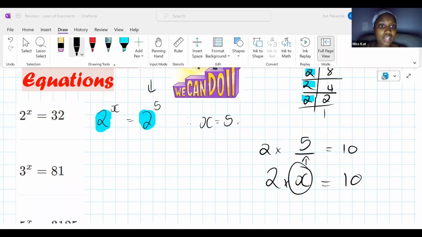Yes. So guys, it's the same with exponential equations. If I say 2 to the power of something that we don't know is the same as 2 to the power 5, then x has to be equal to 5.